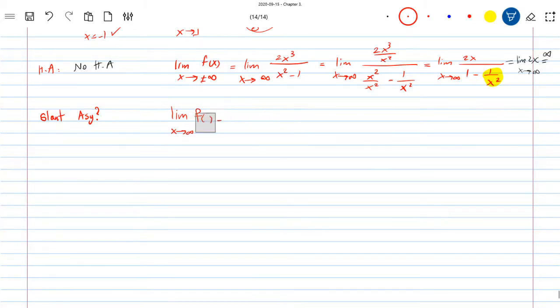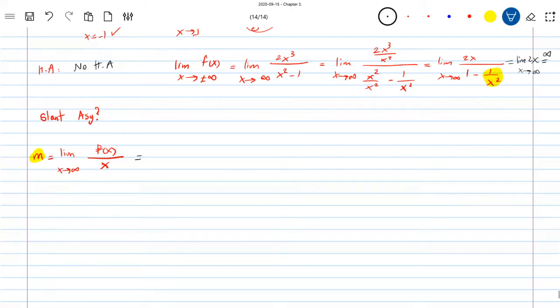So our problem first is to find out what m is. How do we do that? Calculate the limit of the function divided by x as x approaches infinity. This tells you the slope. If there is a slant asymptote, this is how you find the slope.